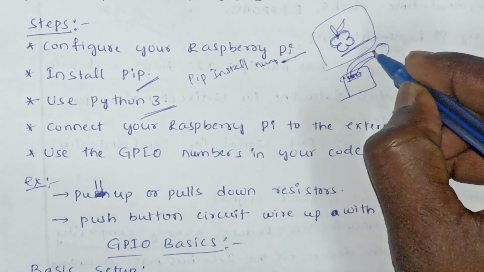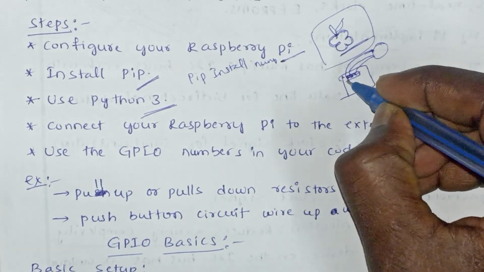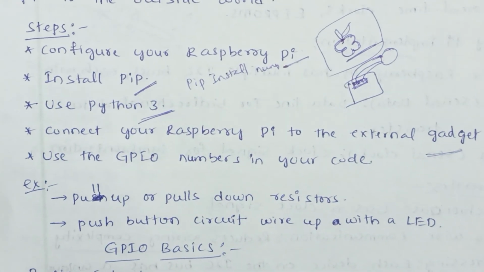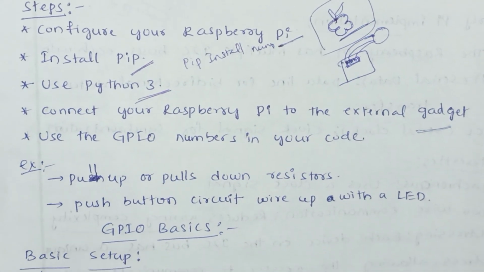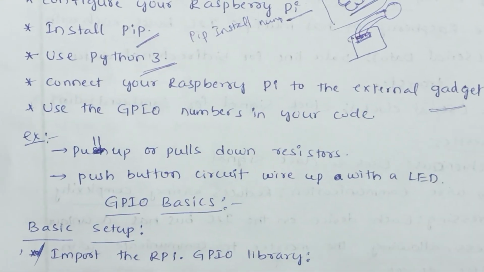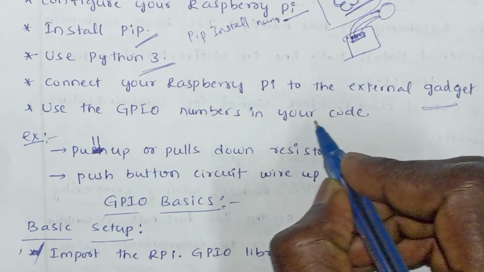So where should we connect the external gadget to this specific Raspberry Pi, and how we can operate along with this, all are present in the Raspberry Pi installation process. Okay, next, connect your Raspberry Pi to the external gadget. We connected, and use the GPIO numbers in your code.